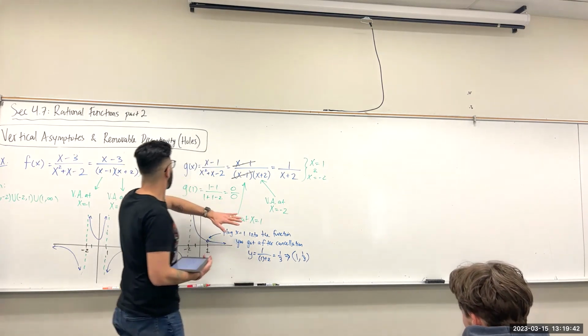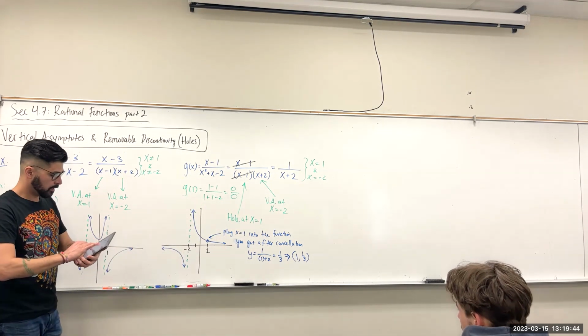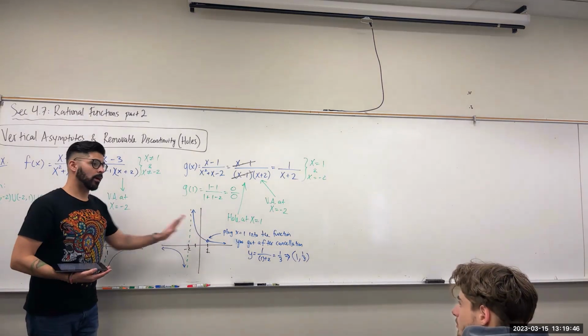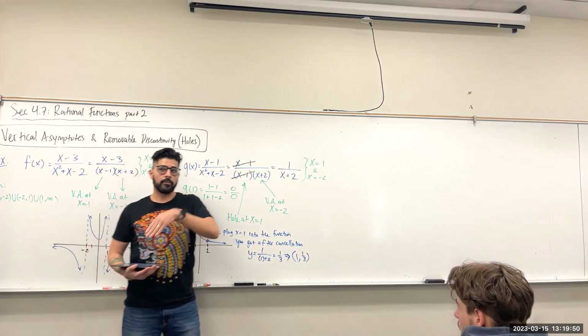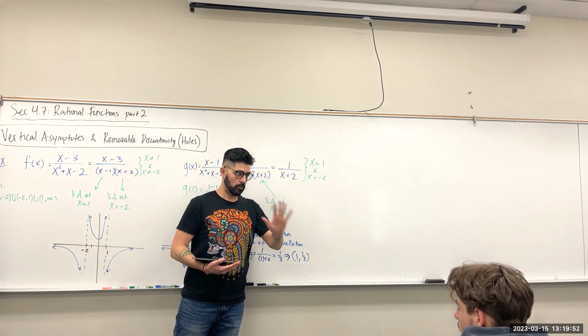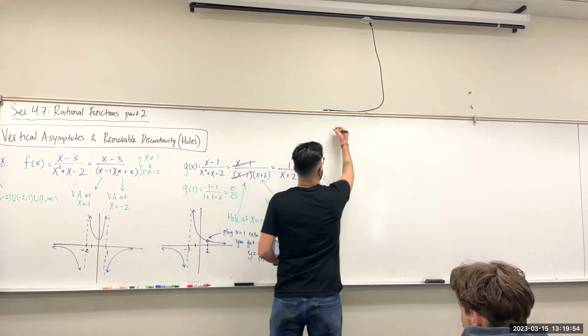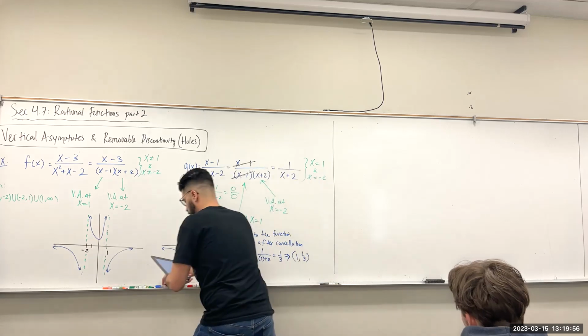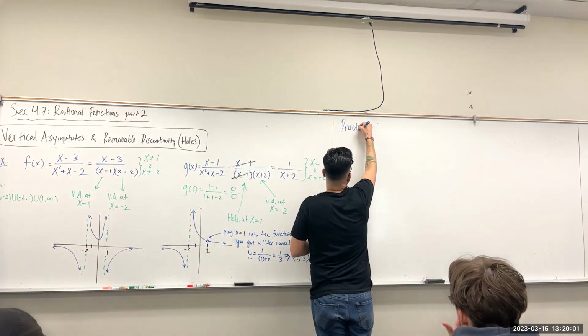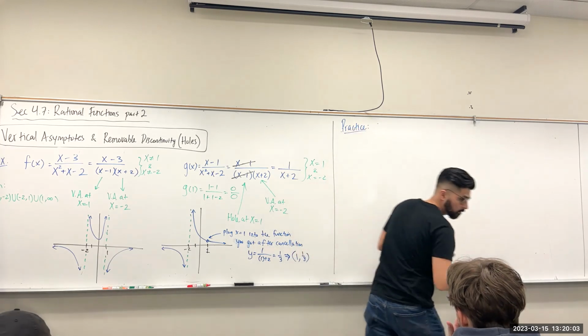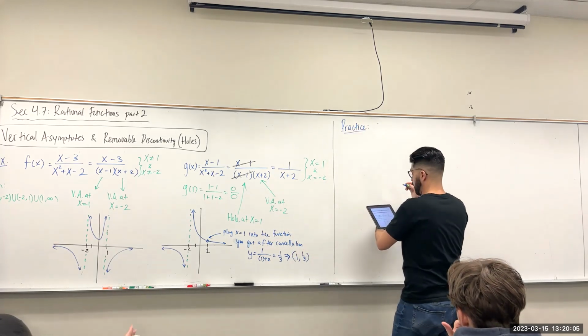And so right now, I'm gonna give you guys a practice problem. I don't want you to focus on the graph. I just want you to focus on where you have a vertical asymptote versus where you will have a hole. That's all we're gonna focus on.